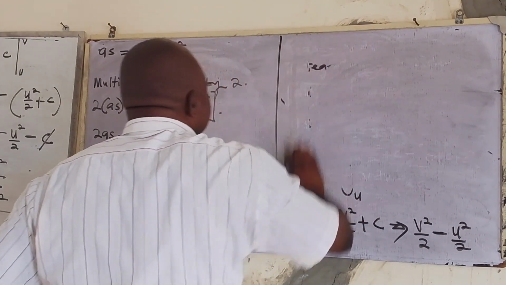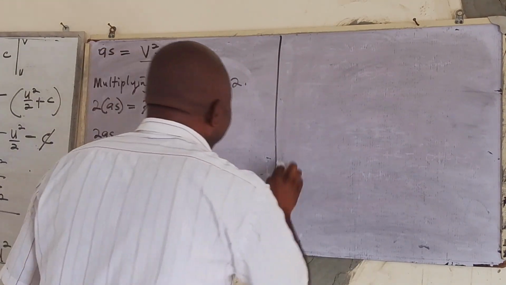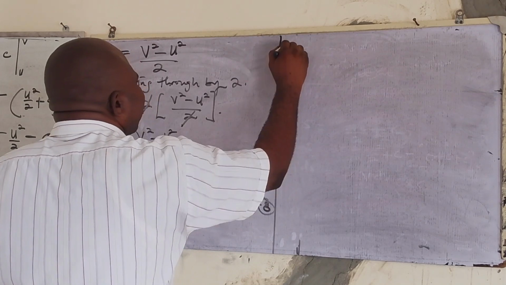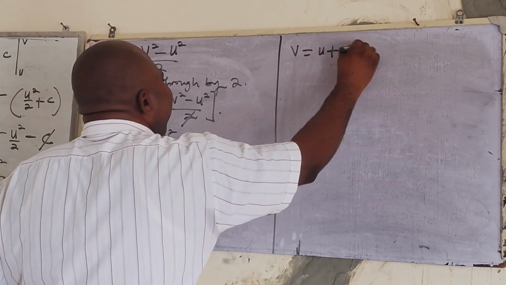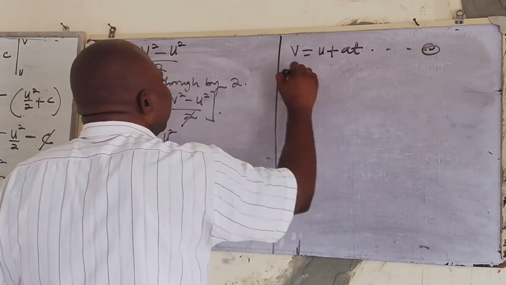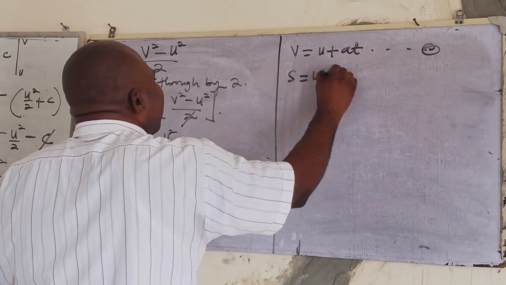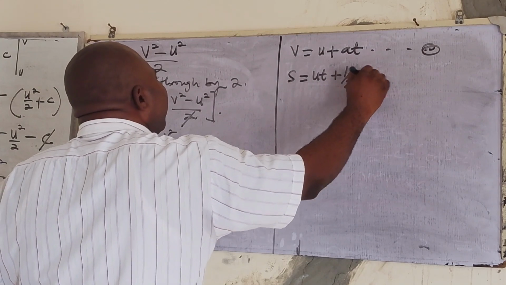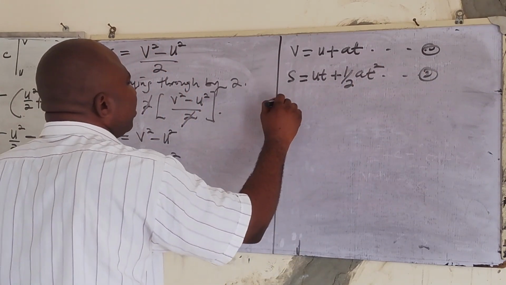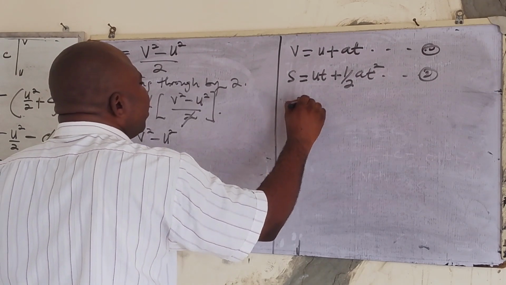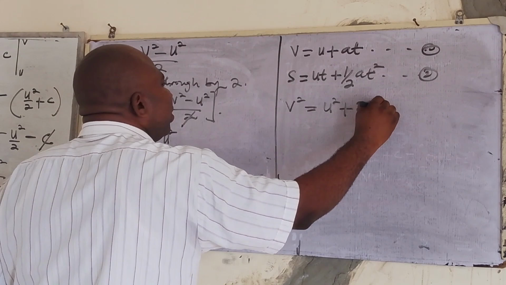Now, let's bring it up. Equation 1, equation 2, and equation 3. So here, we have equation 1: v is equal to u plus at. Now, equation 2, we have s is equal to ut plus half at squared. That's equation 2. Now, equation 3, we have v squared is equal to u squared plus 2ax.